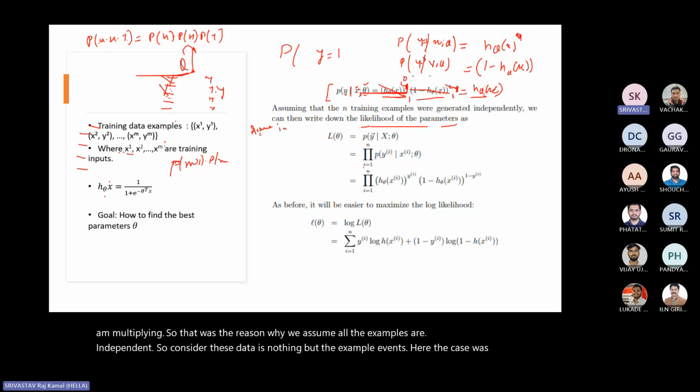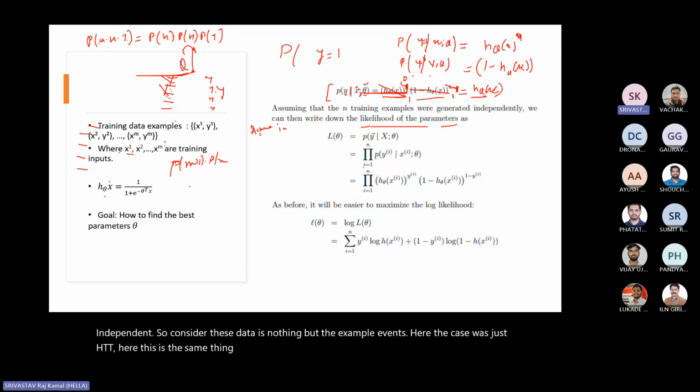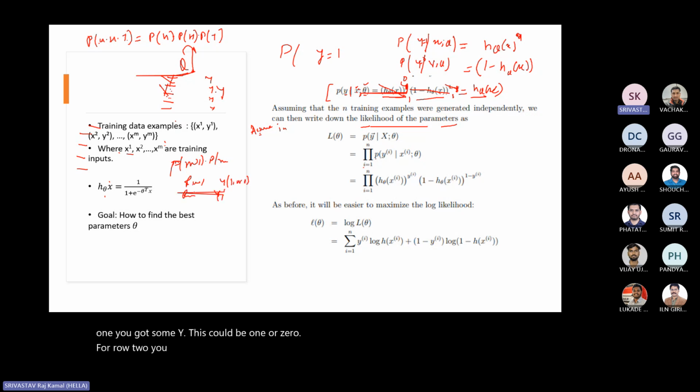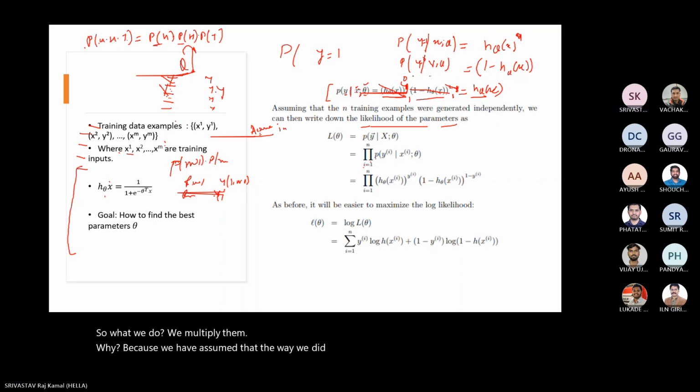Here this is the same thing. This is also an experiment, right? This is row 1. For row 1 you got some y, which could be 1 or 0. For row 2 you got some y. Assuming row 1, row 2 are all independent, I want the cumulative probability, the total probability of all the rows. So what we do, we multiply them. Why? Because we have assumed that, the way we did it here, this we multiplied. So let me write it here.